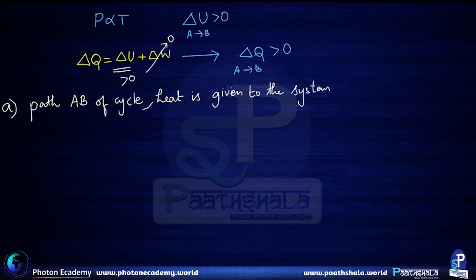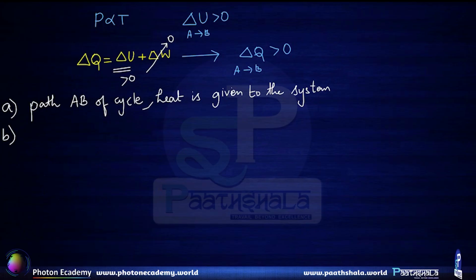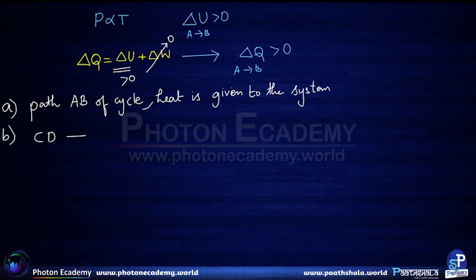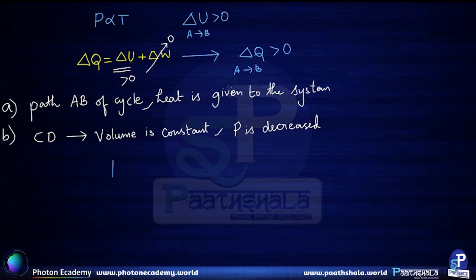Let's go to part B of the question. In which part of the cycle is heat being given to the surroundings by the engine? In the path CD, the volume is constant and pressure is decreased. So even in the path C to D, we can say pressure is proportional to temperature, and as pressure is decreased, temperature is decreased, and delta U of this path C to D is going to be negative.